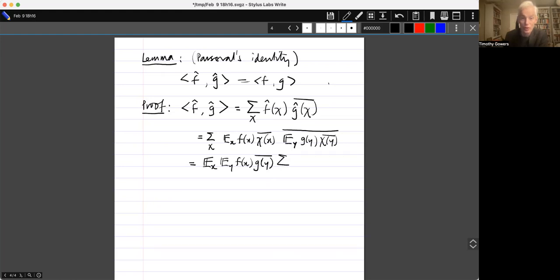And now I have a sum over all chi of, let's write it like this, chi x, chi y bar, but then the whole lot has got a bar over the top. And that is average over x, average over y, f x, g y bar, sum over chi. Now, chi is a character. This chi y bar is chi of minus y. And so we get chi of x minus y, bar.